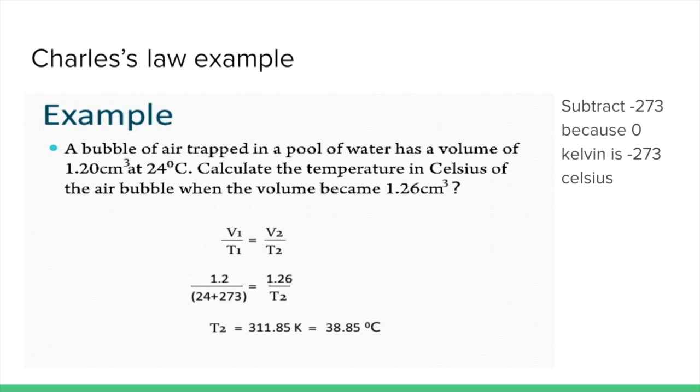So we know that the formula is V1 over T1 equals V2 over T2. So you plug that all in and you multiply 24 plus 273 and 1.26, and you divide it by 1.2, and you end up with 311.85 Kelvin. Obviously, we have to make that into Celsius, so you subtract 273 and get 38.85 Celsius. Subtract 273 because 0 Kelvin is negative 273 Celsius.